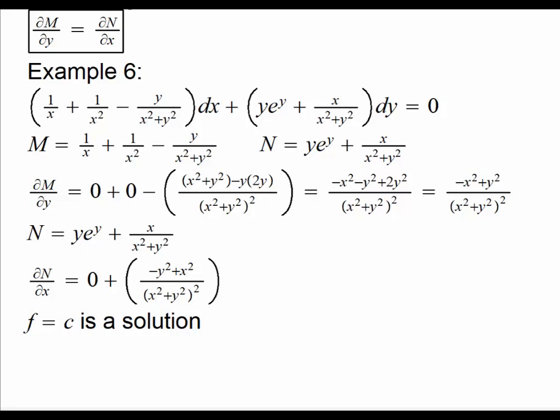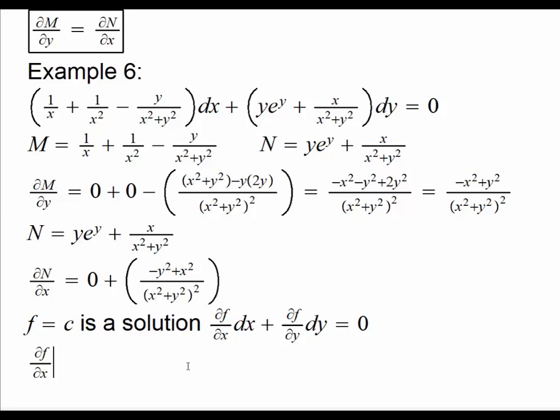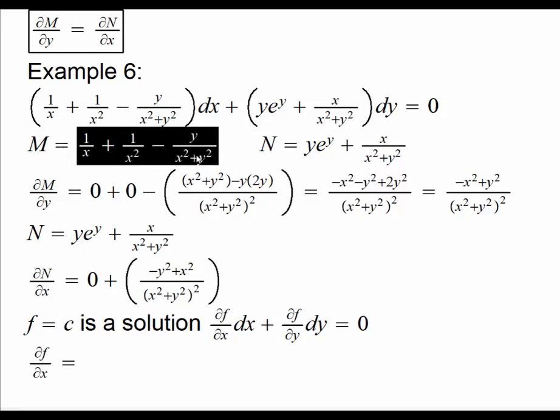This means df/dx dx plus df/dy dy equals 0, which gives us that df/dx is going to be M. So what does it mean? df/dx is going to be M, and who is M? M is this right here.